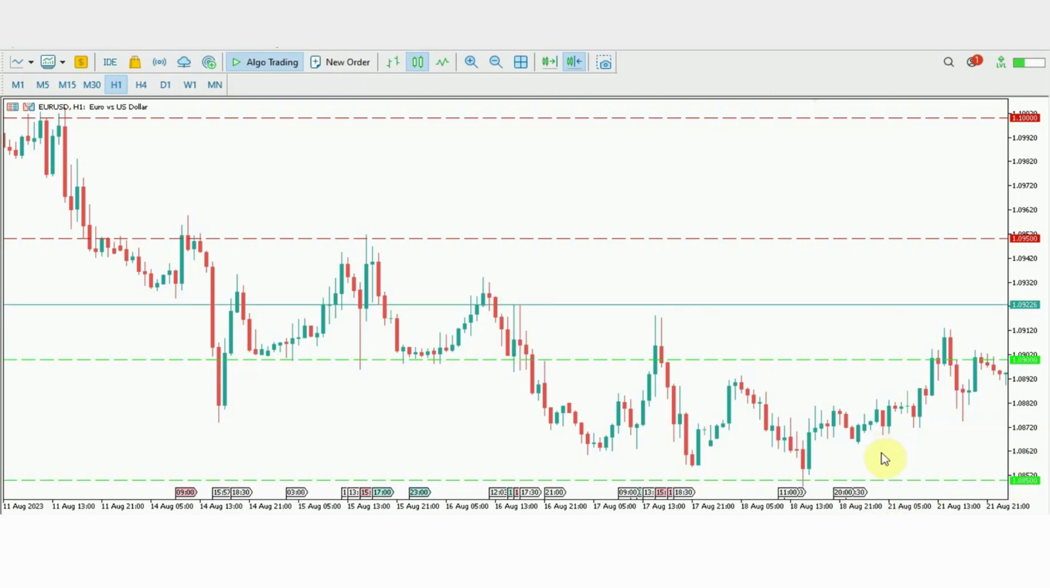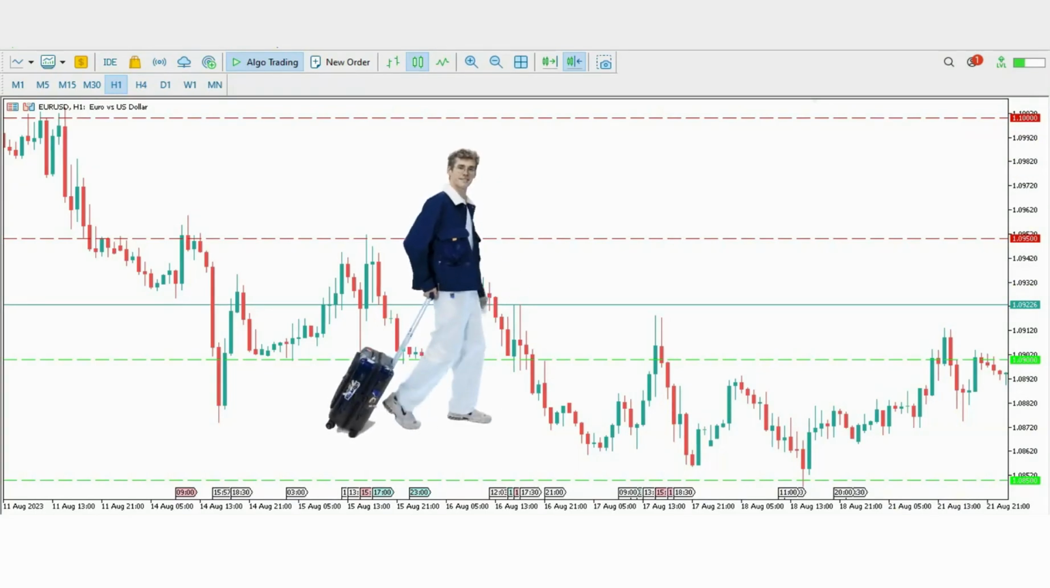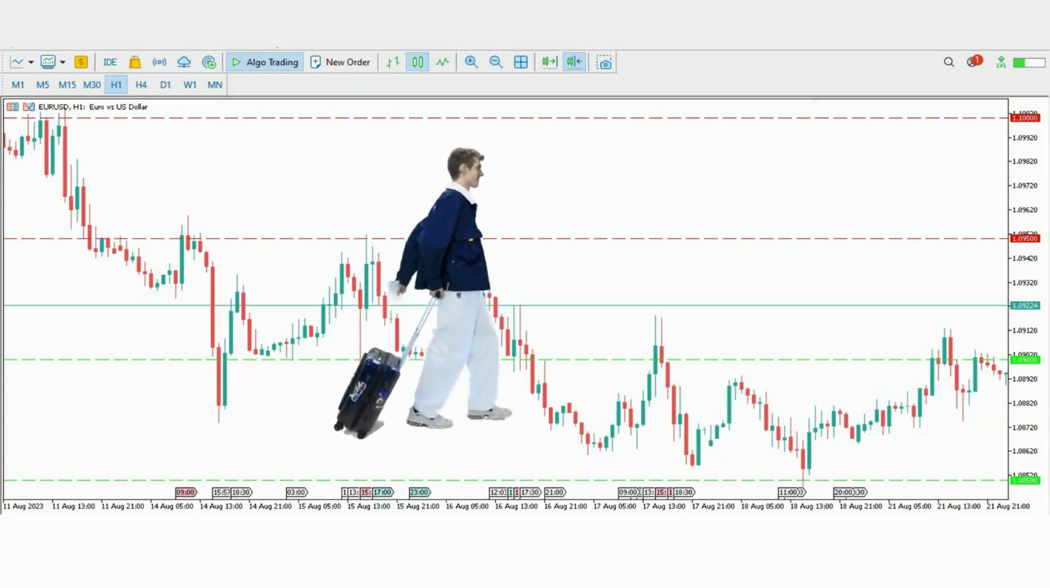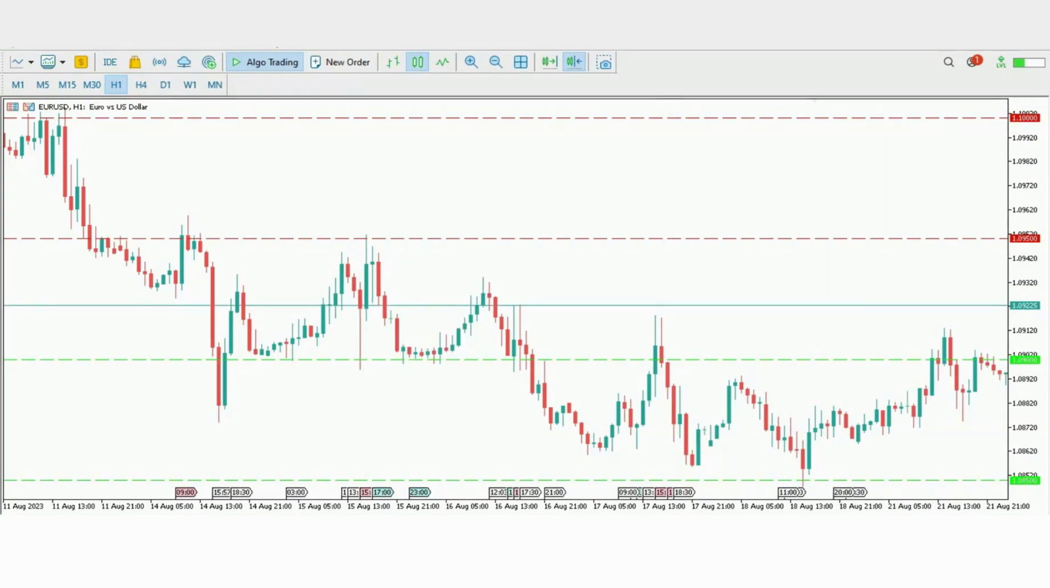So here on this Euro USD chart, we can see these levels at 1.08500, 1.09000, 1.09500, and 1.10000. These are the areas that the price loves to visit. Now, even though this is a Forex theory, it certainly holds up when trading. Not only is price attracted to these levels, but these levels also act as a dynamic support and resistance.